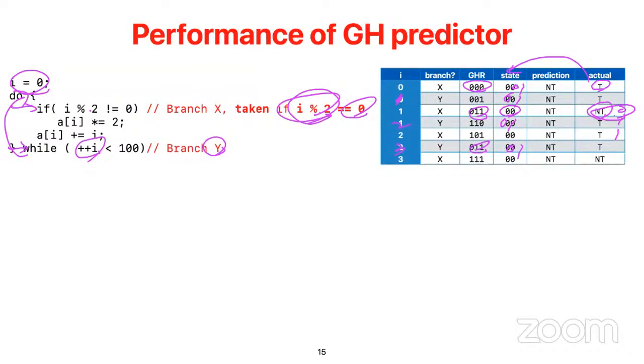So we predict not taken, right? But you will feel like, okay, this has nothing to do with the predictor. We are just so lucky. I agree with that. But be patient. Now, i equals 4, branch Y, and previous history is 1, 1, 0. Have we seen 1, 1, 0 before? Yes, we do. It's right here.